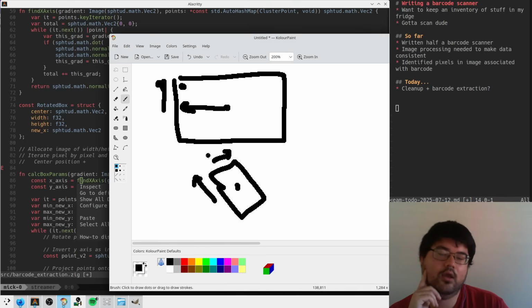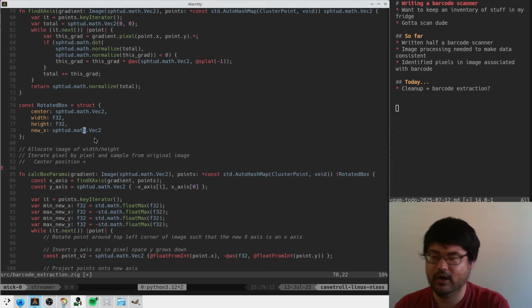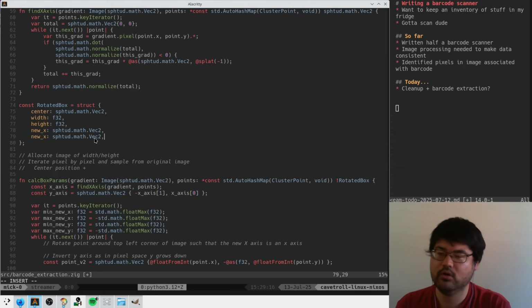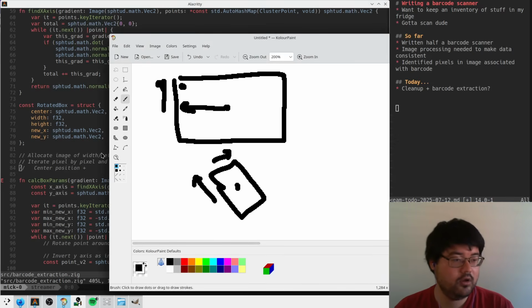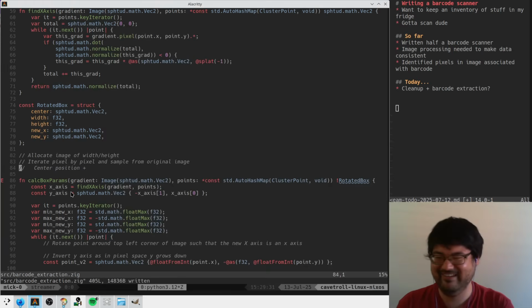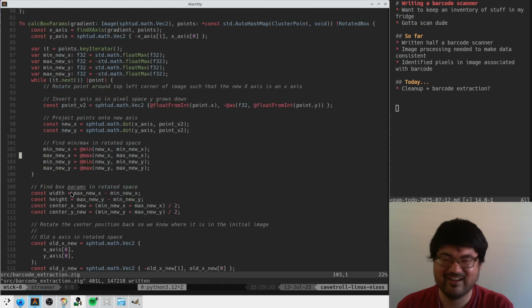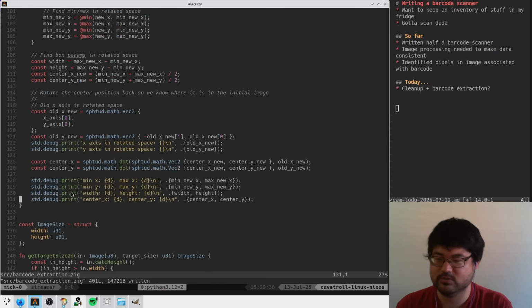So I think this representation makes sense, where we store the center, width, height, and the new x, and maybe even the new y as well. Because we can use these directly like this as we sample. Linear interpolate between 4 points. Well, maybe. We'll get there. So I think it's fine here to just return.